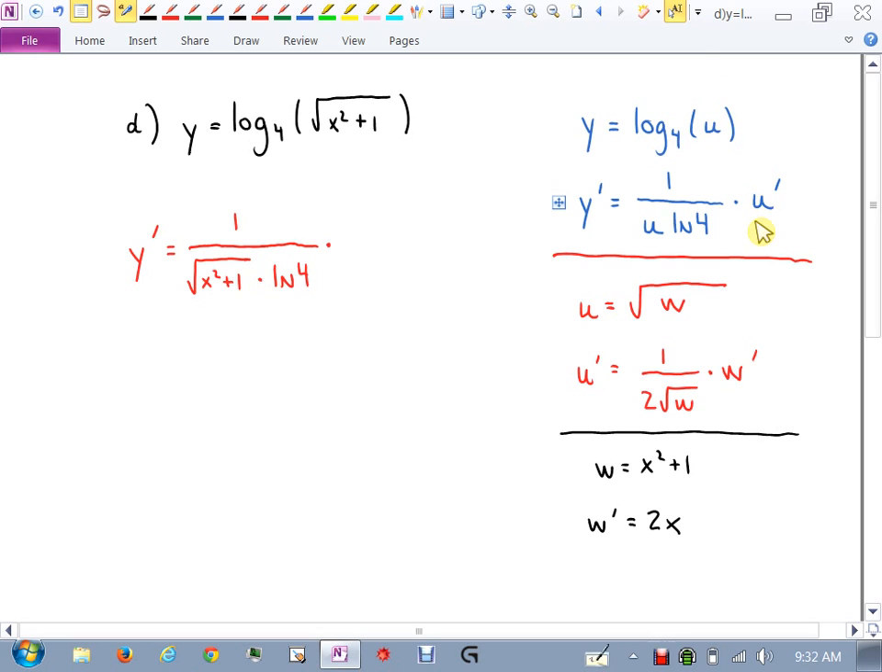U prime. So what's the derivative of u? It's 1 over 2 root w. So 1 over 2 square root of w, but w is x squared plus 1, right? Times w prime. w prime is 2x.